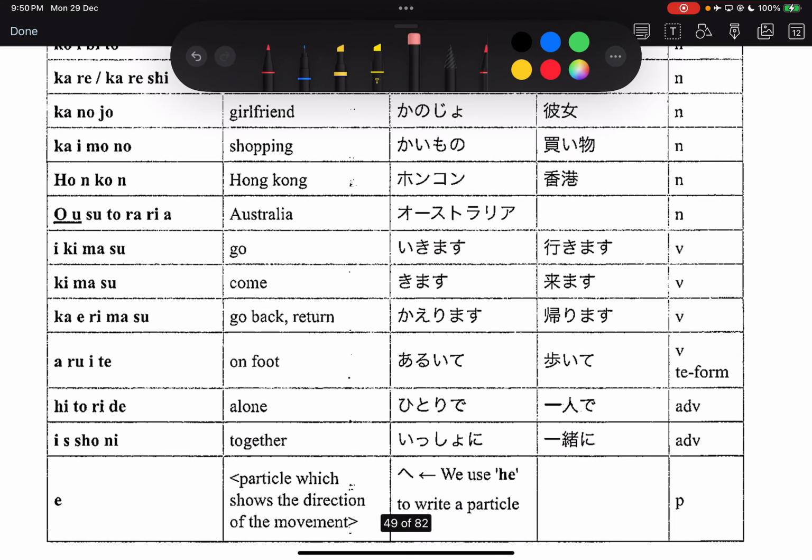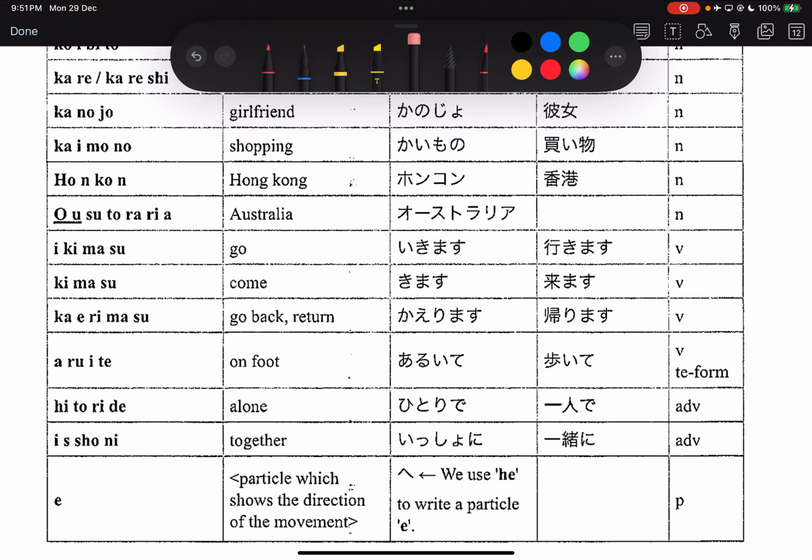香港. Australia. Wow, not bad, you did it in one try. My other classes all like butcher this name. Australia. Okay, very good. Yeah, it's very hard to pronounce this word, I swear. It took me a while also. Okay, next. 行きます, 来ます, come, 帰ります.